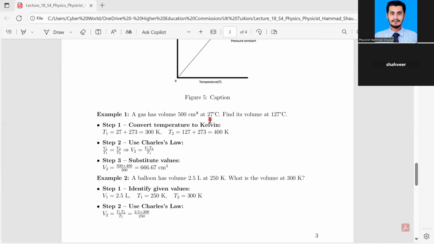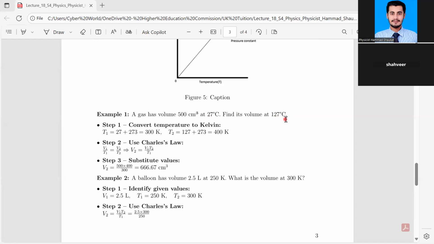And this is definitely an initial temperature. So T1 is 27 degrees Celsius. Find its volume at 127 degrees Celsius. Now you have to find the final volume when you increase this temperature. So it means you have to find the value for V2. T2 is given, which is 127 degrees Celsius.